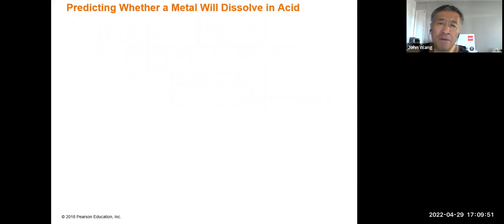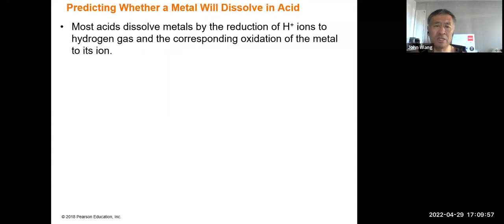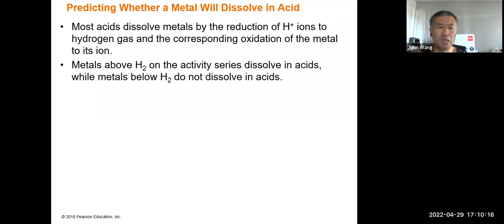And then one particular prediction is predicting whether a metal dissolves in acid, because acid is also in that table on the list. Most acids dissolve metal by the reduction of H+ ion to hydrogen gas and the corresponding oxidation of the metal to its ion. But there is one special acid. There may be some others, but the common special one is nitric acid. Nitric acid is an even stronger oxidizer of some metals. We'll see if we need to study that.